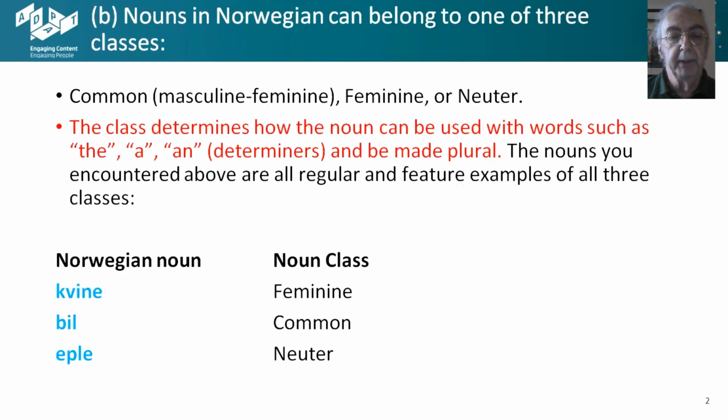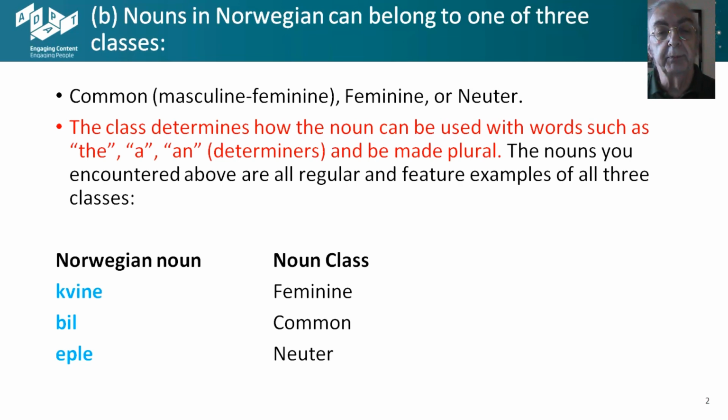So, for example, a bit later in the problem we're told that these nouns belong to different noun classes or genders: common, feminine and neuter. So that's probably going to be a feature that we have to look out for, because that determines how the noun can be used with words such as the and a.